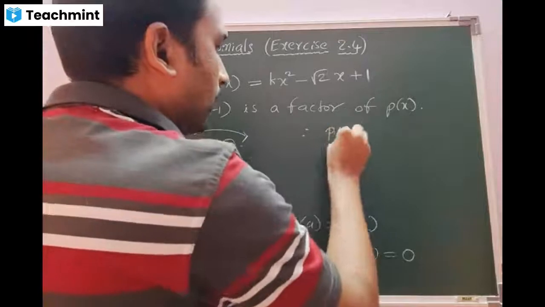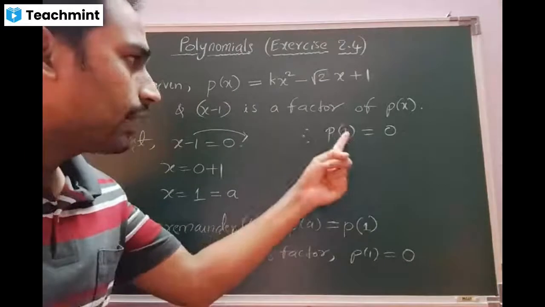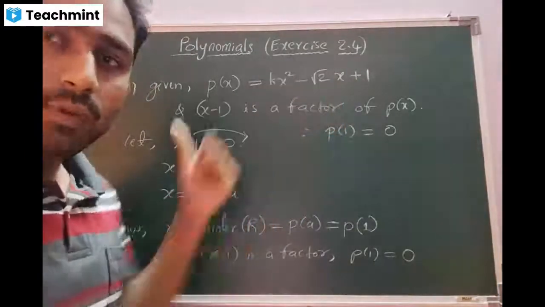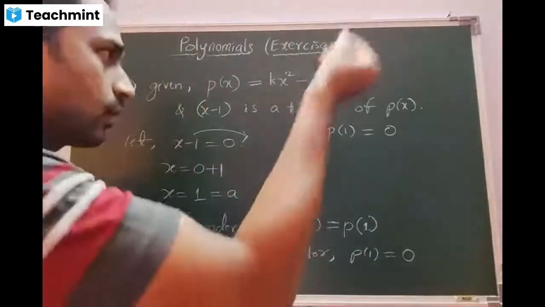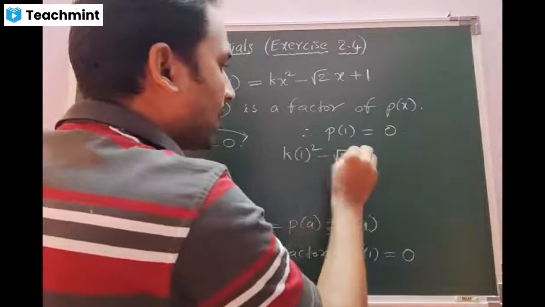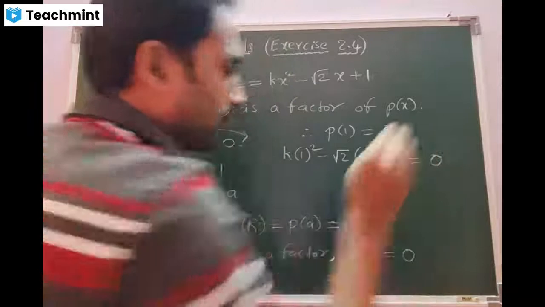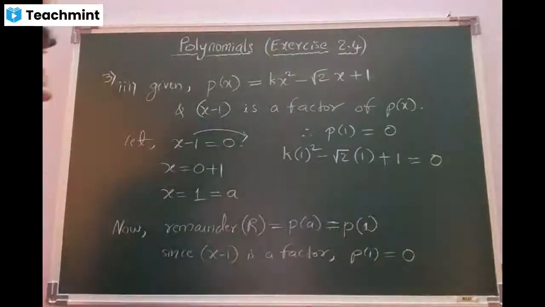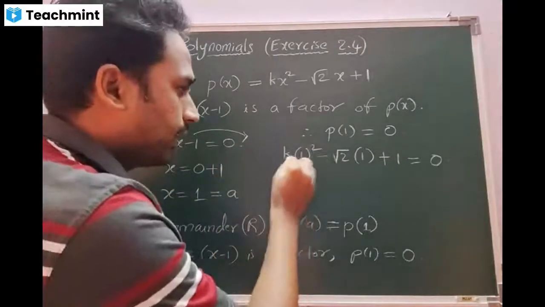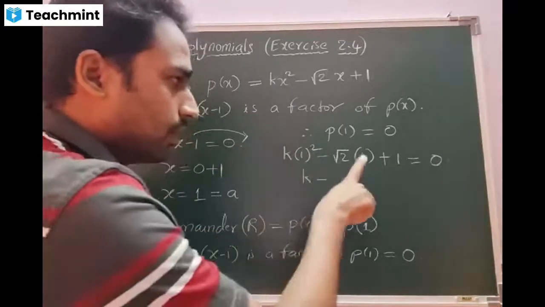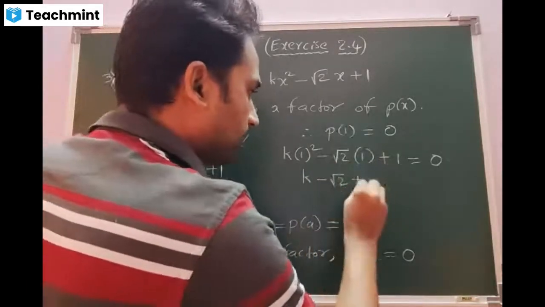Therefore, P of 1 is 0. In the place of P of 1, I can write 1 in the place of x for the dividend. So let us write k as it is, bracket 1 square, minus root 2 as it is, bracket 1, plus 1 is equal to 0. Is there any doubt? If I solve, 1 square is 1 into k is k, minus 1 into root 2 is root 2, plus 1. Is it correct?